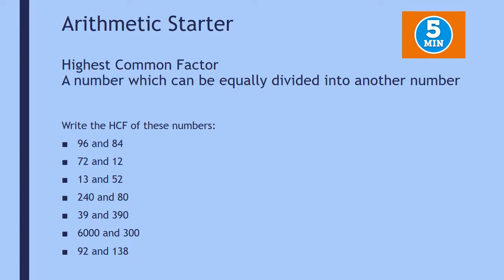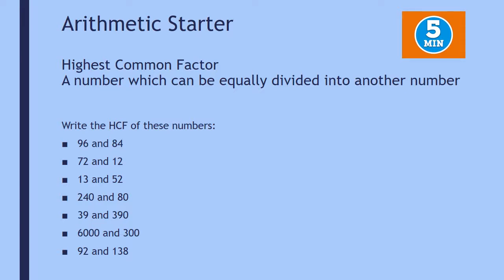So say I had the number 12. I know that I can divide the number 12 into 3 equal groups. I would have 3 equal groups of 4, or I could divide the number 12 into 4 equal groups of 3. I could take 12 sweets and split them into 6 equal groups of 2, or 2 equal groups of 6. So 2, 6, 3, 4, those are all factors of 12.